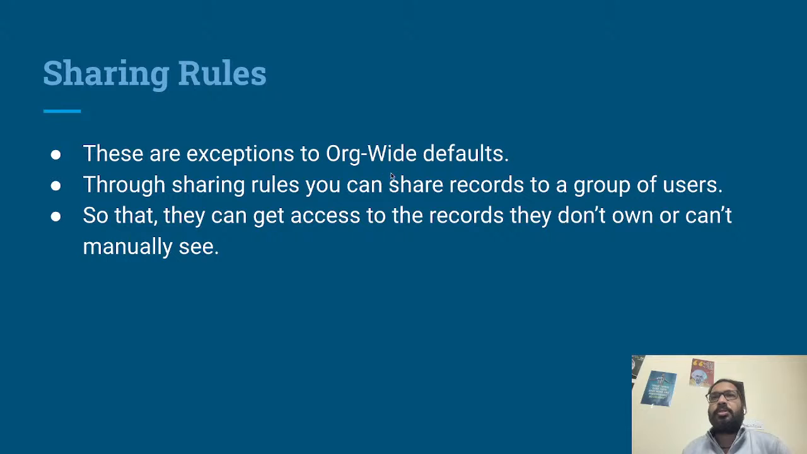So these are exceptions to org-wide defaults. Through sharing rules, you can share records to a group of users so that they can get access to records they don't own or can't manually see. Right? So if you don't want to go through role hierarchy, or you want to go beyond the role hierarchy, we have another thing, that is the sharing rule.